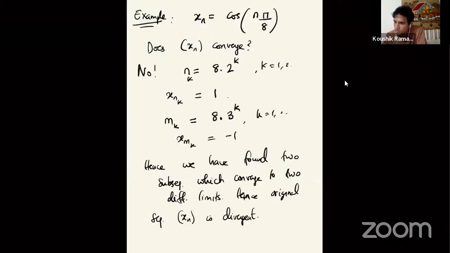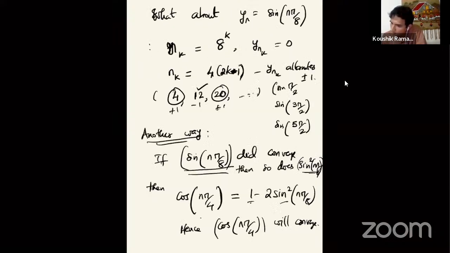But what's the difference between cosine nπ/4 and nπ/8? What we did here, you do the same strategy. You take n_k as 4 times 2 to the power k, maybe 4 times 3 to the power k. It's the same thing. But we know that cosine nπ/4 does not converge, by an argument similar to the previous.